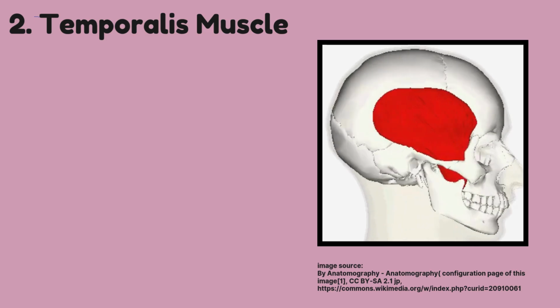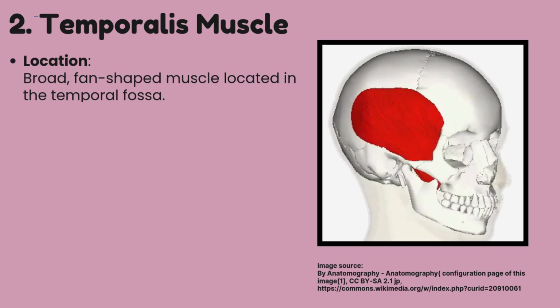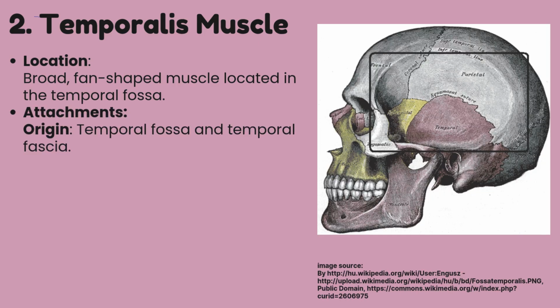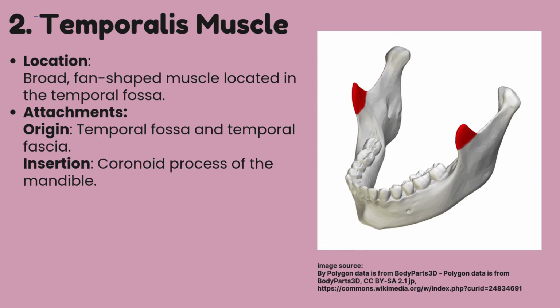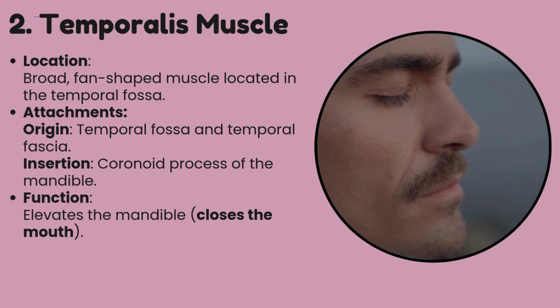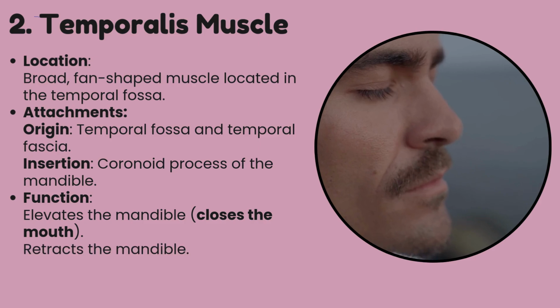Number 2. Temporalis muscle. It is a broad, fan-shaped muscle, located in the temporal fossa. Its origin is at the temporal fossa and temporal fascia. Its insertion is at the coronoid process of the mandible. It performs two functions. It elevates the mandible. This closes the mouth. It retracts the mandible.